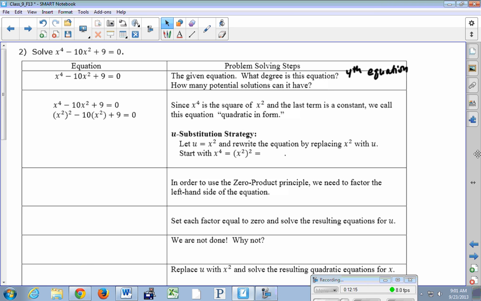Now, remember what we talked about. If you circle the highest power, that tells you how many potential solutions you could have. So how many potential solutions could we have for this equation? 4. So we may have 4 potential solutions in our solution set.